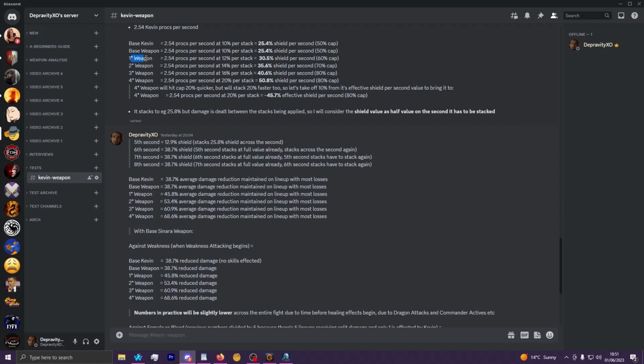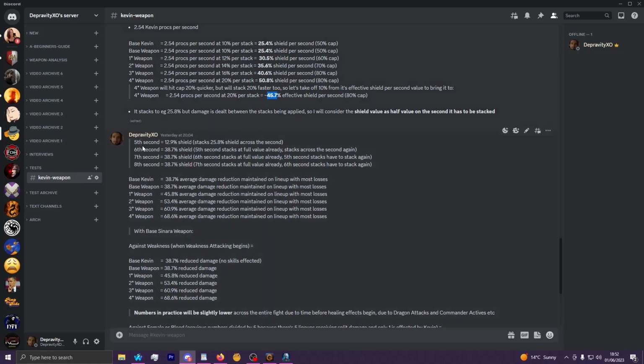With every additional star you get on Kevin's weapon, it will spike higher mathematically on the fourth star, but that doesn't account for you hitting the cap quicker. So it's a hard thing to math out because you hit the cap quicker, which is a negative in terms of how these maths work. But of course, you're hitting it faster, which is obviously value in itself. So I shaved off half the value there, which puts it at this, which gives it a nice clear curve of about 25% shield per second. To 30, to 35, to 40, to 45% effective shield per second.